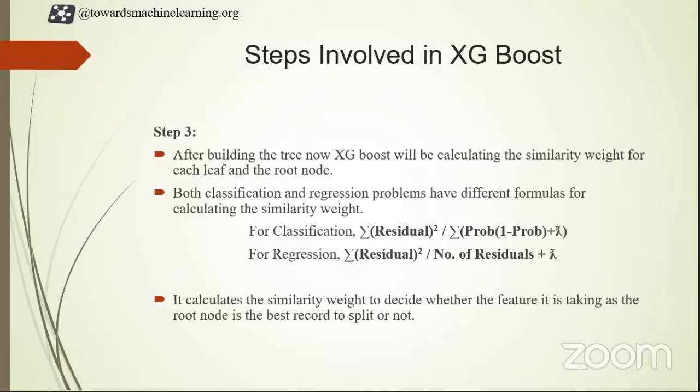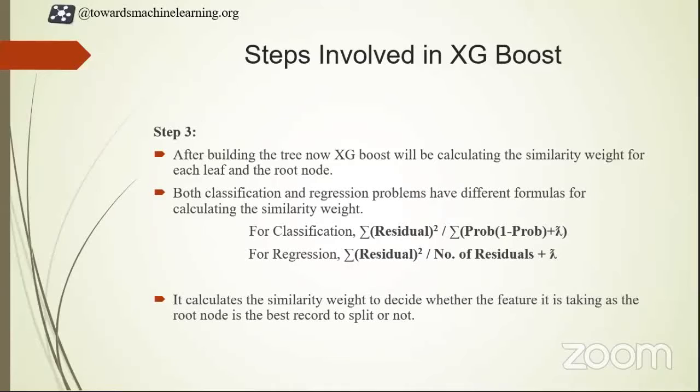Now here comes the magic of XGBoost. The previous steps were the same as gradient boosting: making the initial prediction, computing residuals, and fitting those to the decision trees. Now, when you have built a tree, XGBoost will calculate the similarity weight for each of the leaves and the root node.